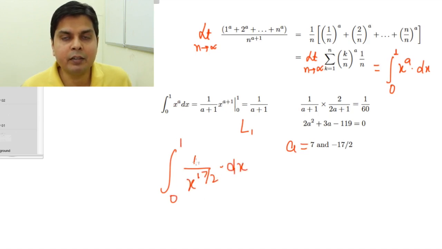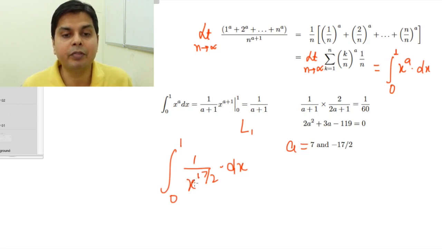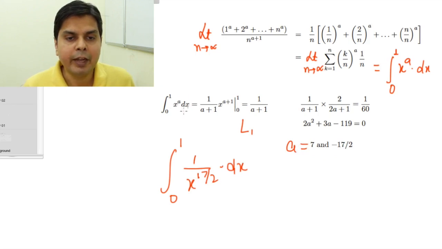Can you integrate this thing? It is very difficult to integrate it, because the moment your x reaches this lower limit 0, this function will blow up, it will go to infinity. So this value of a equal to minus 17 by 2 is not the correct answer. I can give you another reason also. You see this term, x to the power a dx, all of these terms are positive. X to the power a dx is always positive for x lying between 0 and 1.